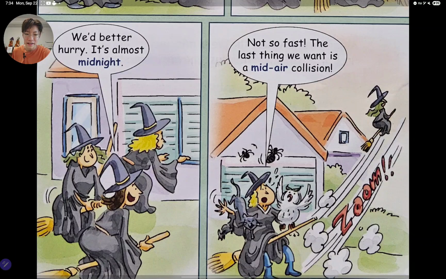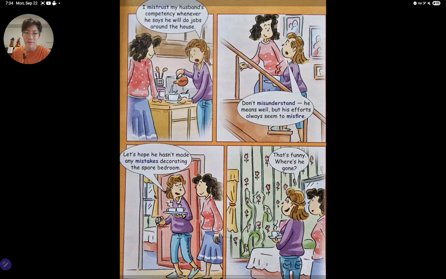Wonder what the cat and the owl is doing here. The owl can fly by himself though. Unless this is Harry Potter. Wait a minute, even Harry Potter owls can fly by themselves.